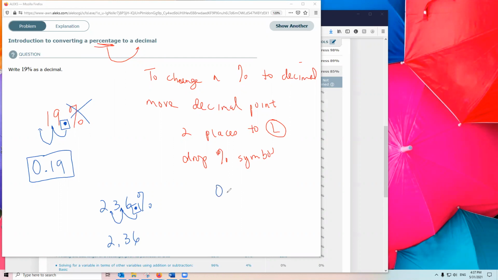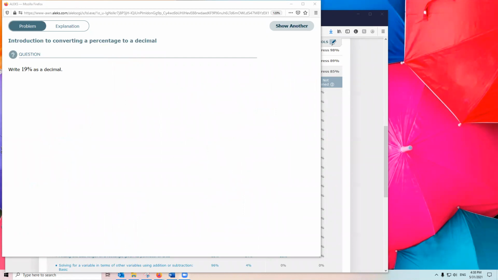I'll give you one more example. What if we had 0.72%? And we wanted to change this to a decimal. Well, you have to grab the decimal point and move it 2 positions to the left, 1, 2. That would make the new decimal point here 0.0072. Notice I used a 0 to fill in this empty placeholder position.